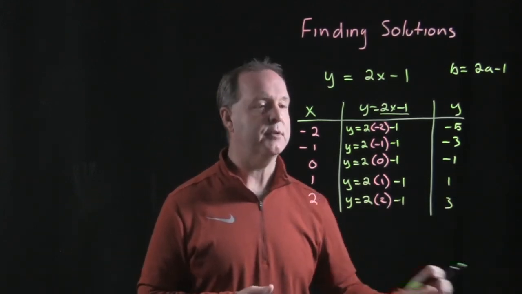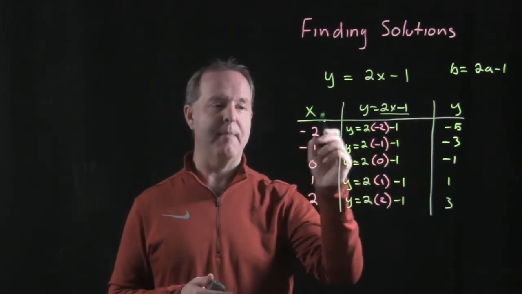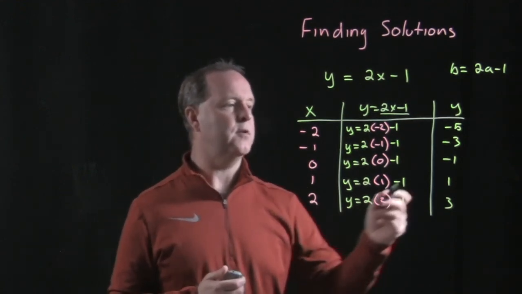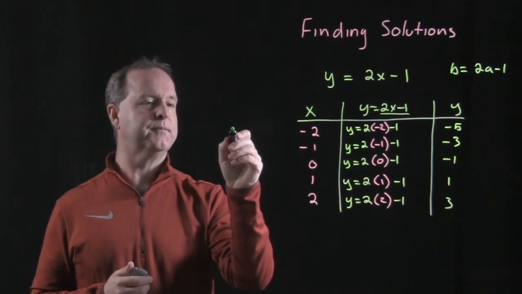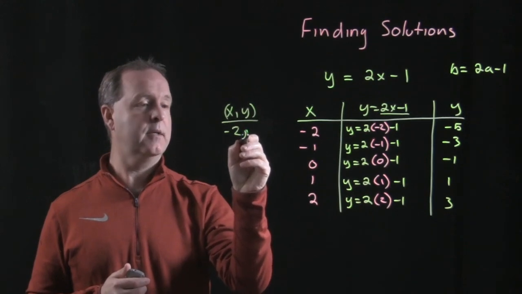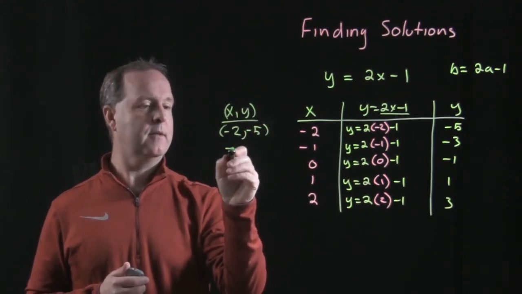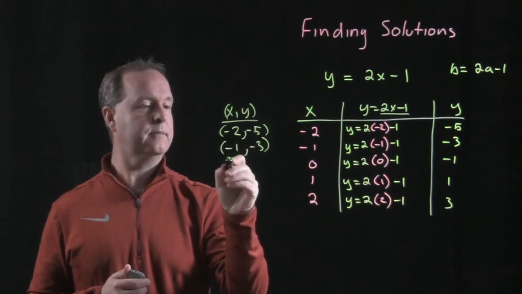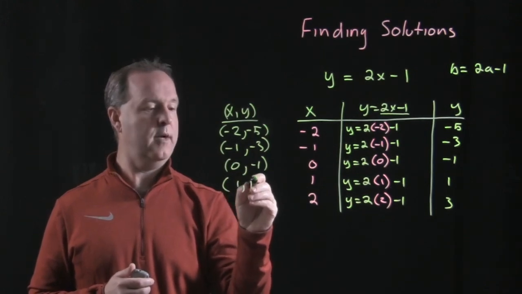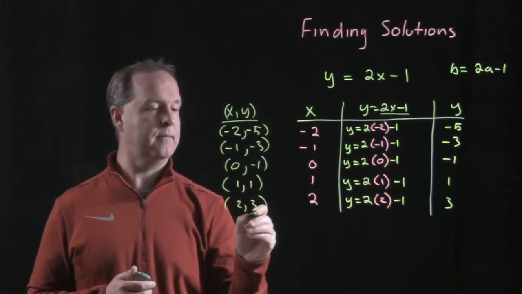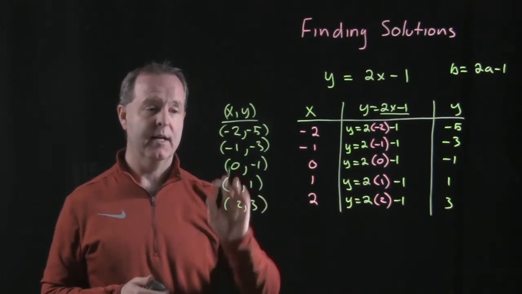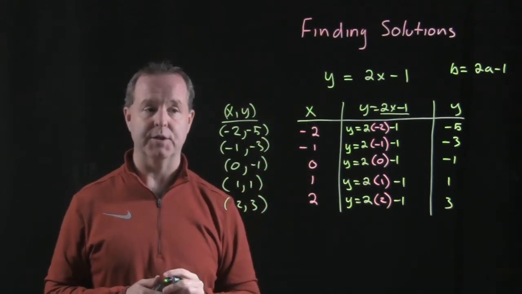So what I was able to do is create a y value that matches up with an x value. And then my 5 solutions that I was asked to find, I'll write them over here. I'm going to write them in the form of x, y as a coordinate point. So it'd be (-2, -5), (-1, -3), (0, -1), (1, 1), and (2, 3). So those are my 5 solutions of infinitely many solutions. These are just 5 solutions that make that particular equation true.